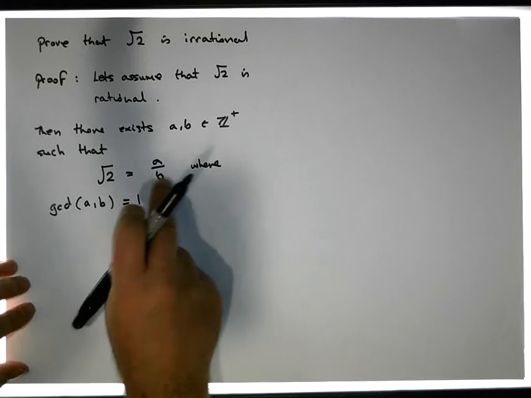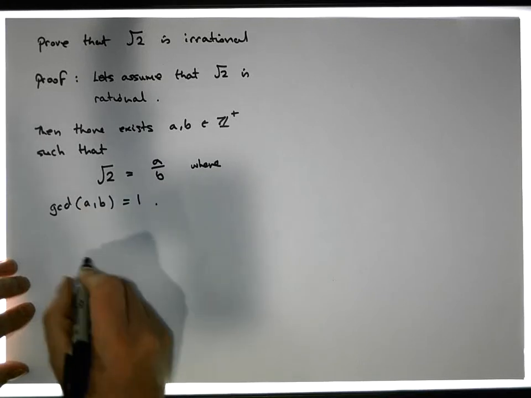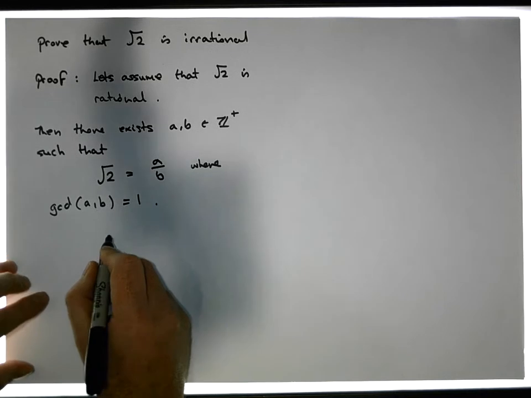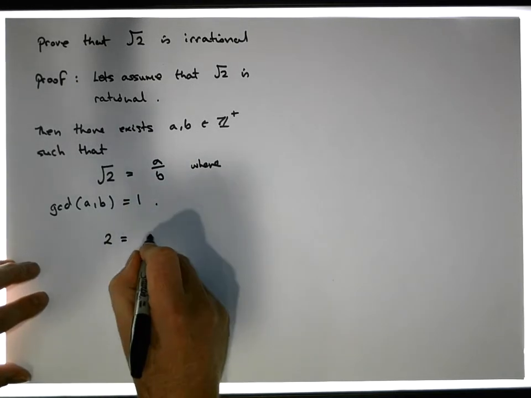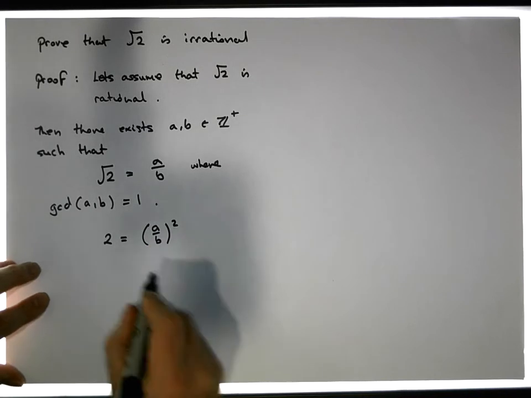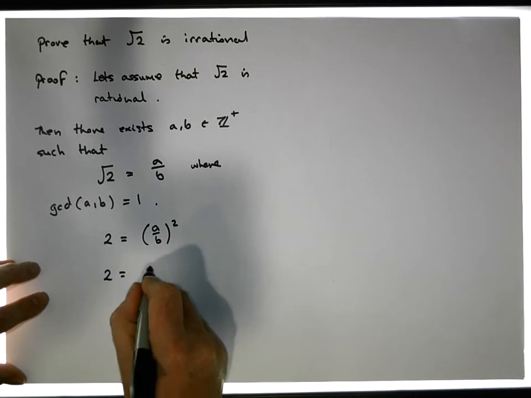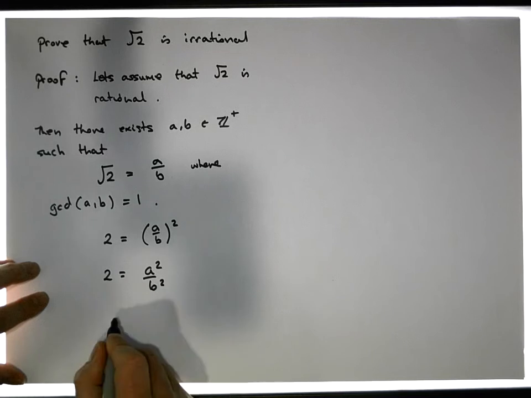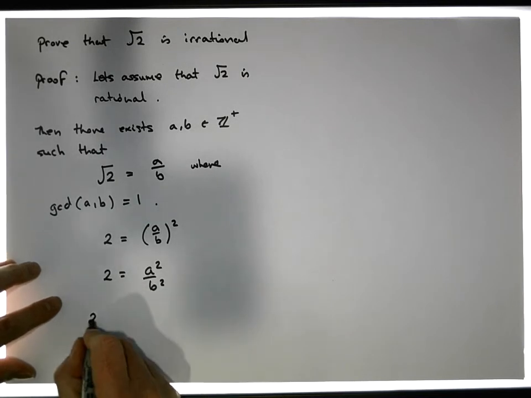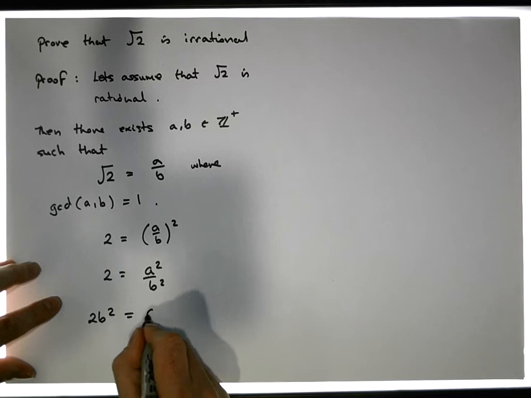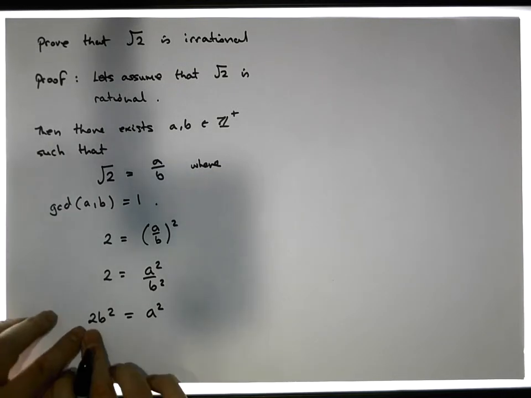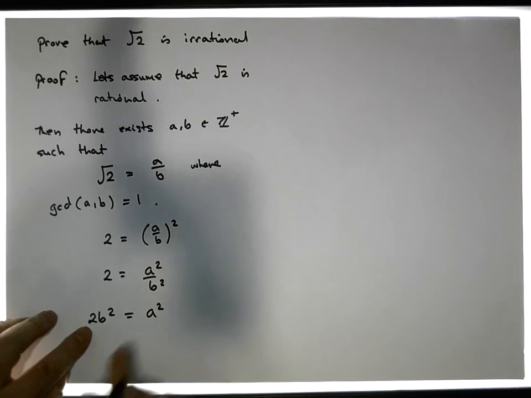Well then the square of both sides must hold. So from this particular fact, we must have that 2 is equal to a over b squared, which means that 2 must be equal to a squared over b squared. If we multiply across by b squared, then 2b squared must be equal to a squared, if that makes sense. So that's what we know here, that 2b squared must be equal to a squared.